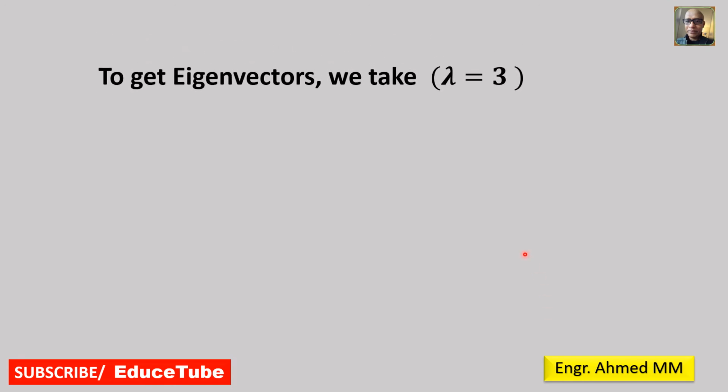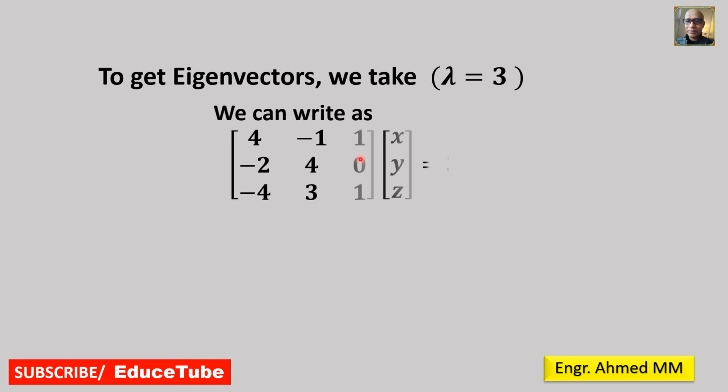Now we will find eigenvectors using eigenvalue lambda equal to 3. So we can write as this, like before. This is the M matrix. This is the x vector equal to lambda times the x vector. Lambda here we are considering 3. So we can write like this.